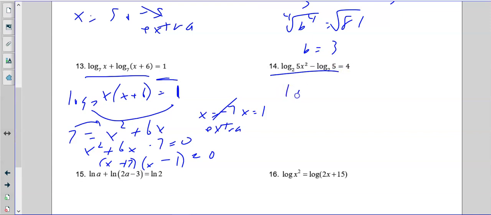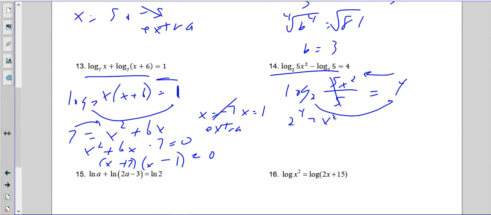14, we're going to condense. Write log 2 once. We have a subtraction problem, so that's division. 5x squared on the top, 5 on the bottom, equals 4. Right off the bat, we can just cancel that. Swish and flick, log on one side. 2 to the 4th equals x squared. So that's x squared equals 16. Square root, x equals plus or minus 4.